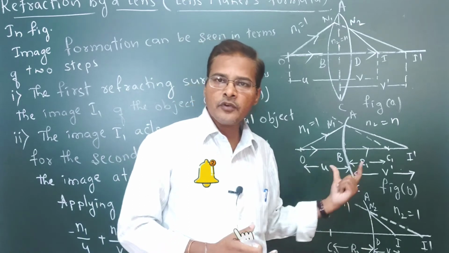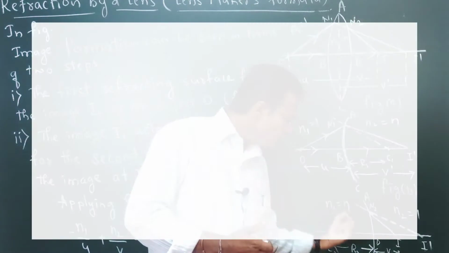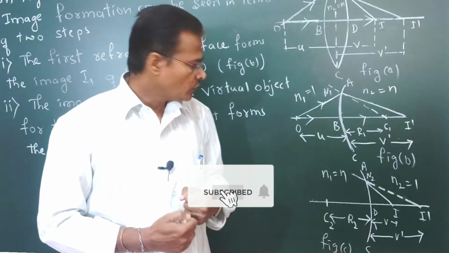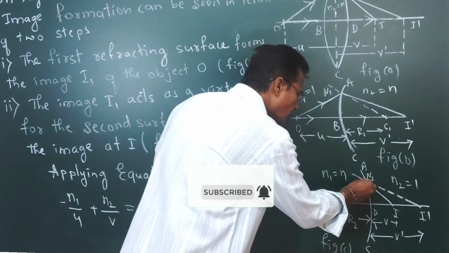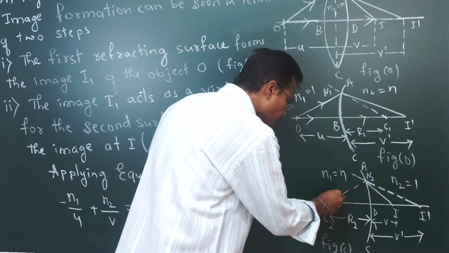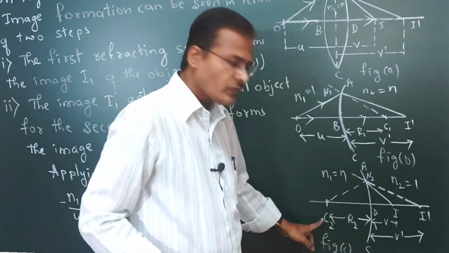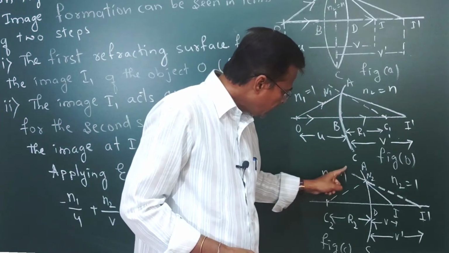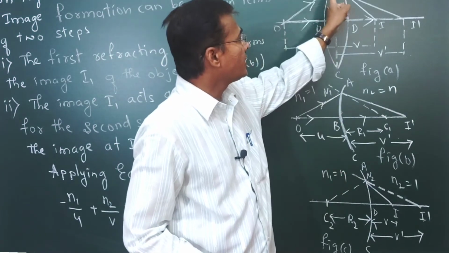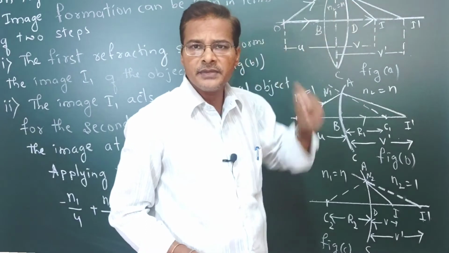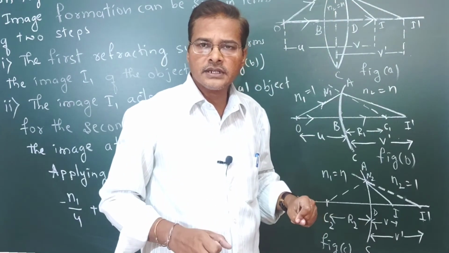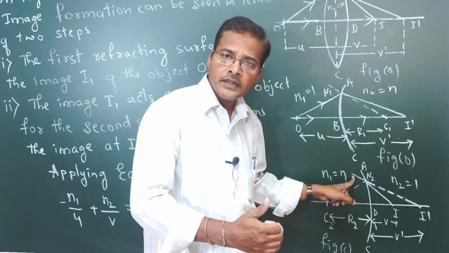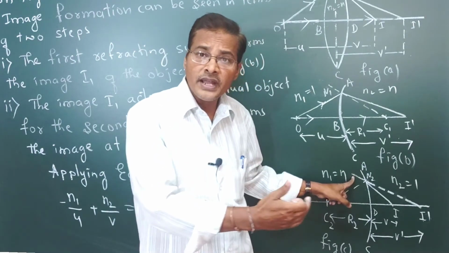The same concept we can adopt for figure C also. C2N2 is the normal at the point of incidence. Here one ray passes, as we know, from N1 to N2 in the denser medium. So when a ray passes from a denser to a rarer medium, what will happen? It will bend away from the normal.